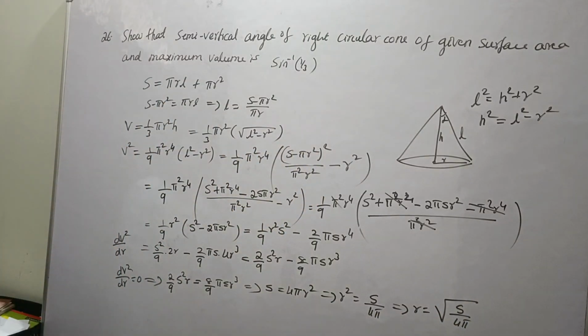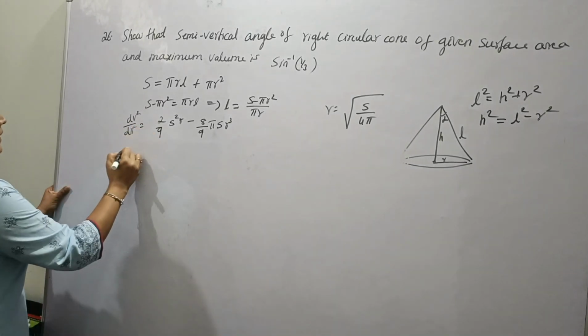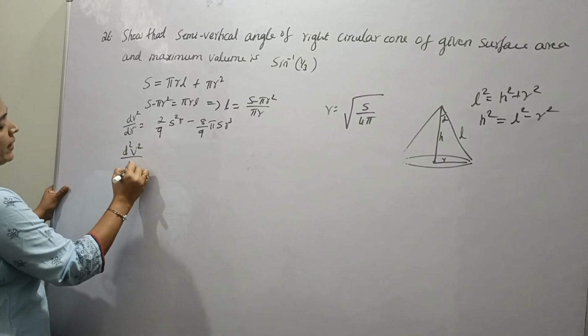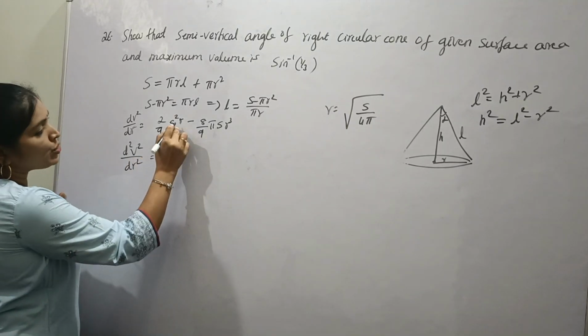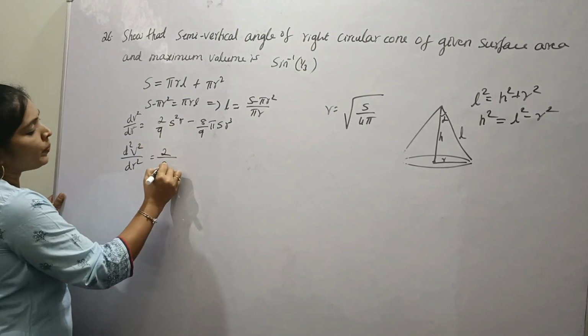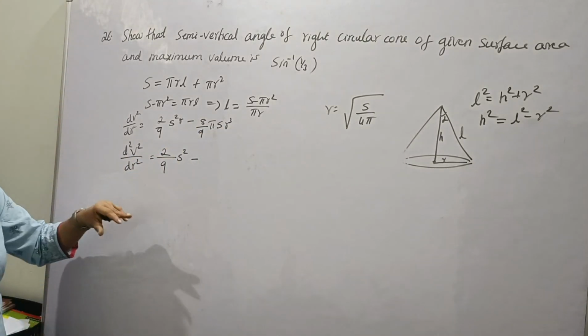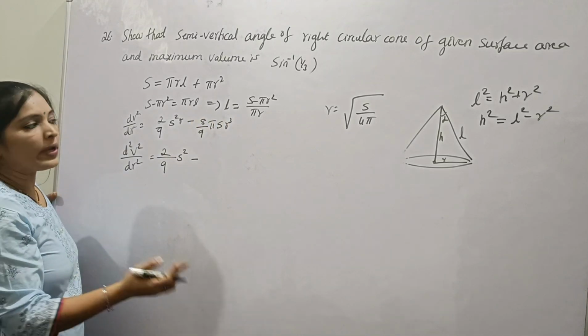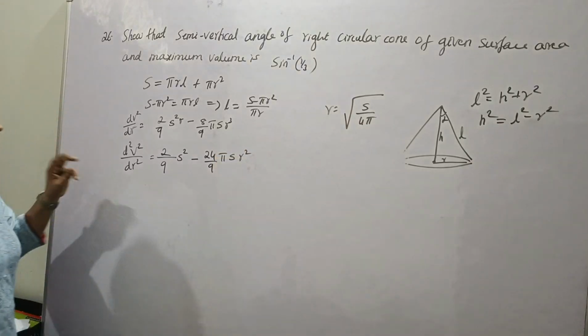Then here we have to prove it is maximum, right? So let's find the second derivative. Now let's find the second derivative of v square, that is d square v square by dr square, equal to 2 by 9 s square is constant, into derivative of r is 1, so 2 by 9 s square into 1, minus 8 by 9 pi s is constant, derivative of r cube is 3r square, so 3 into 8 is 24 divided by 9 pi s r square. It is our second derivative.